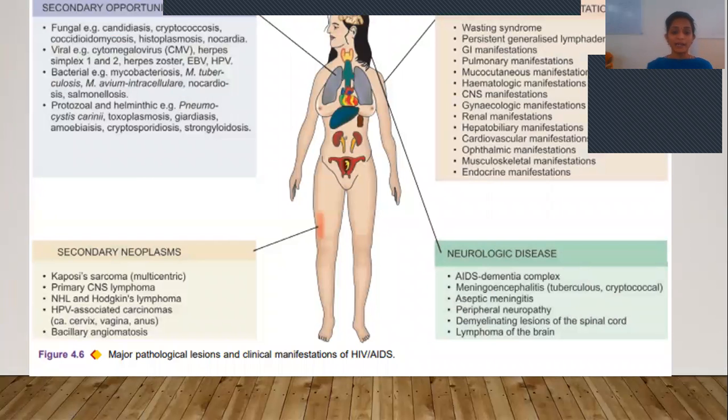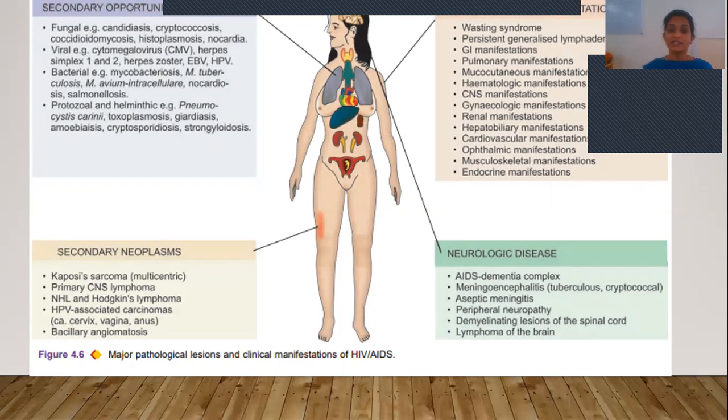Then coming to clinical manifestations, the major clinical manifestations that we can see include wasting syndrome. That means sudden loss of body weight can be seen. That we call wasting syndrome. Persistent generalized lymphadenopathy: whatever lymphoid tissues are there, there will be persistent adenopathy, that means an increase in the lymph nodes can be seen. And GI manifestations like nausea, vomiting, and diarrhea also can be seen. Pulmonary manifestations, if any lesions are formed in the pulmonary region.